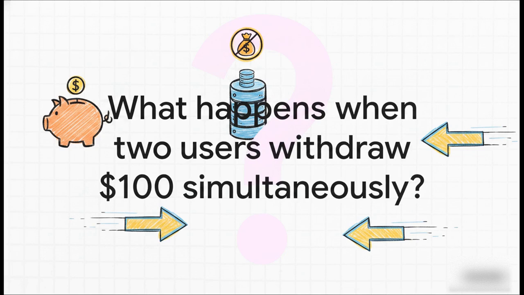Now picture two glowing API requests racing toward the server through the network, both attempting to grab that exact same $100 resource at the exact same time. They hit the server simultaneously. So what actually happens next?